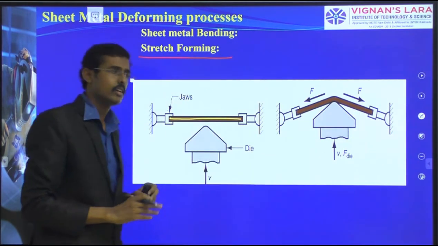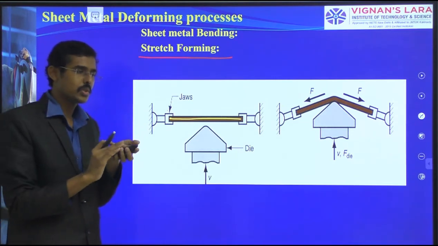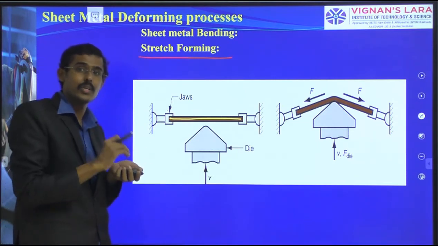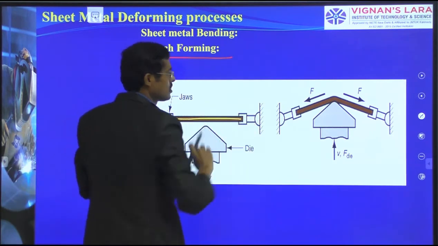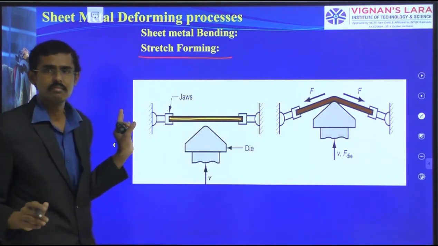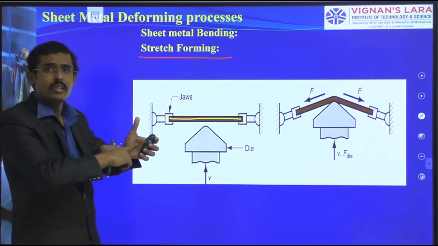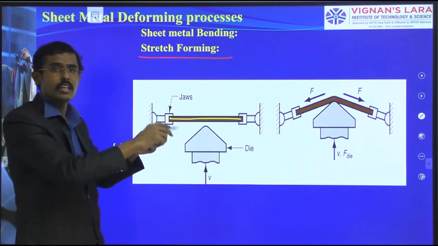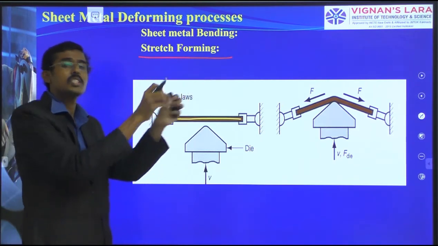After holding, I am not using the die here. Die is used to hold and receive the squeezing or punching. But here I have just held the two ends, and both are free. And I am just pressing there in such a way. The elastic property of the material makes it elongate. It makes it stretch.